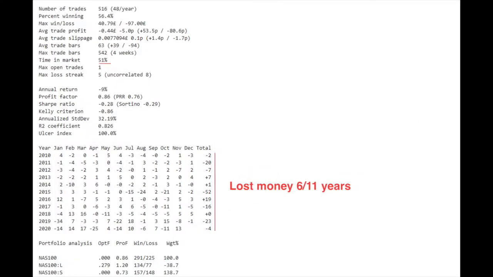If we have a look at the annualized standard deviation, which is a measure of risk, it's about 30%, and that's quite a lot. Naturally, since it's only traded on one instrument, it's sort of expected. That's quite well reflected in the fact that it's lost money 6 out of the 11 years. And if you can notice, in 2015 it's lost 52% of its equity. Some years it just broke even, like in 2018, but most of the time it simply lost money.